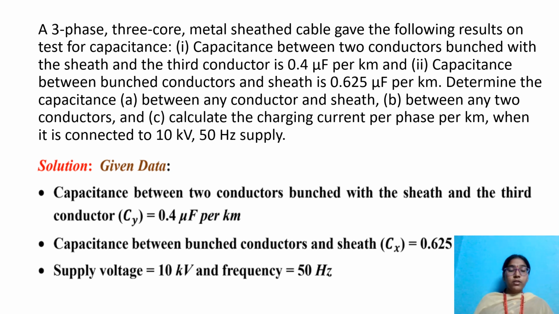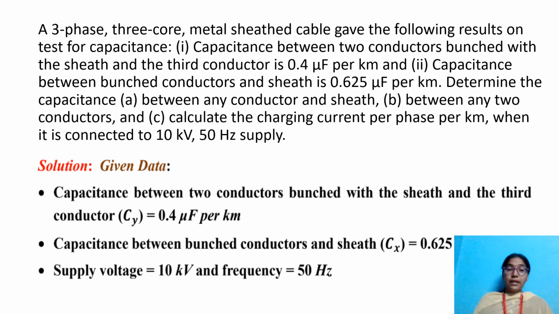And another problem: a three-phase three-core metal sheathed cable gave the following results on test. The capacitance between the two conductors bunched with the sheath and the third conductor is 0.4 microfarads. The capacitance between the bunched conductors and the sheath is 0.625 microfarads. We have to find the two conductor values: one is 0.4 and the other is 0.625.